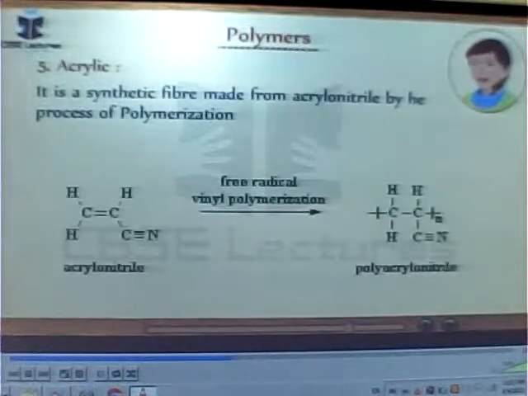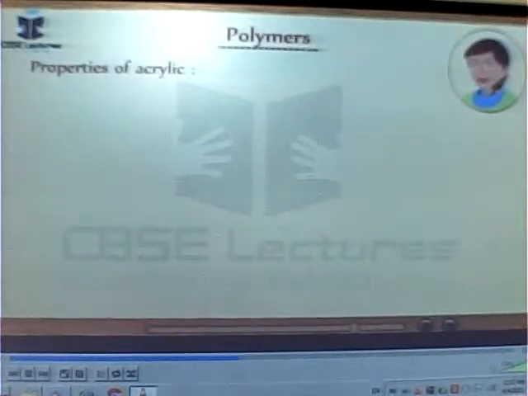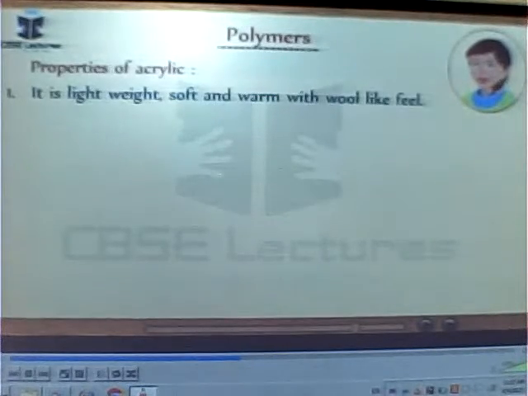Acrylic. It is a synthetic fiber made from acrylonitrile by the process of polymerization. The properties of acrylic are: it is lightweight, soft, and warm like wool.